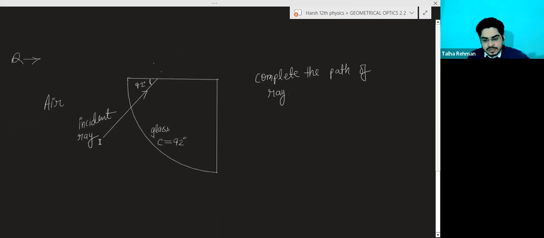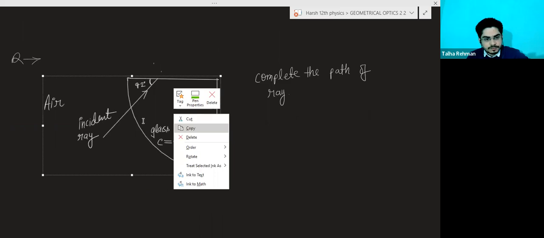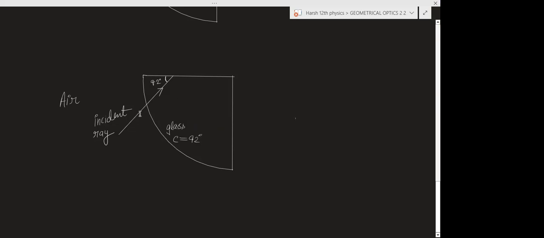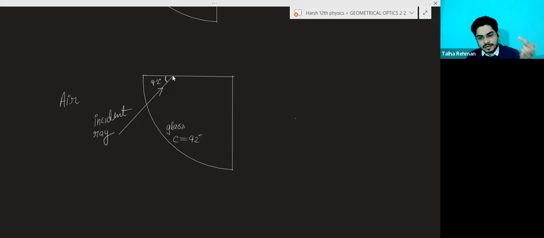So now we will see in which direction this ray will go. So this is the incident ray. We will solve this here. Here is glass. So as the light ray is moving from the rarer medium to the denser medium, this incident ray is moving from air, the rarer medium, to glass, the denser medium. So this ray is going like this. At this interface, either there will be refraction or there will be reflection.